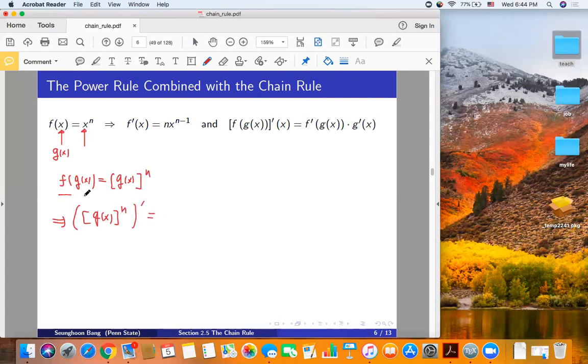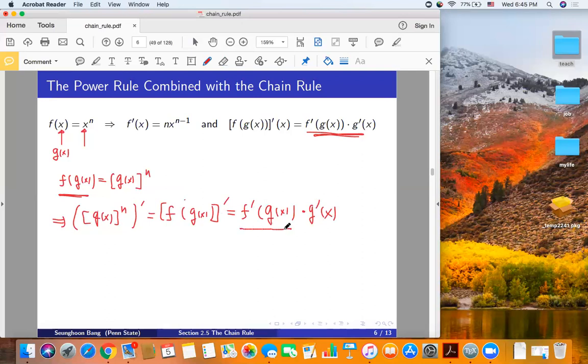Right? Same as this one. F of g of x, sorry, f prime of, sorry, f is here. This is the same as f of g of x prime. You can use the chain rule: f prime of g of x times g prime of x.